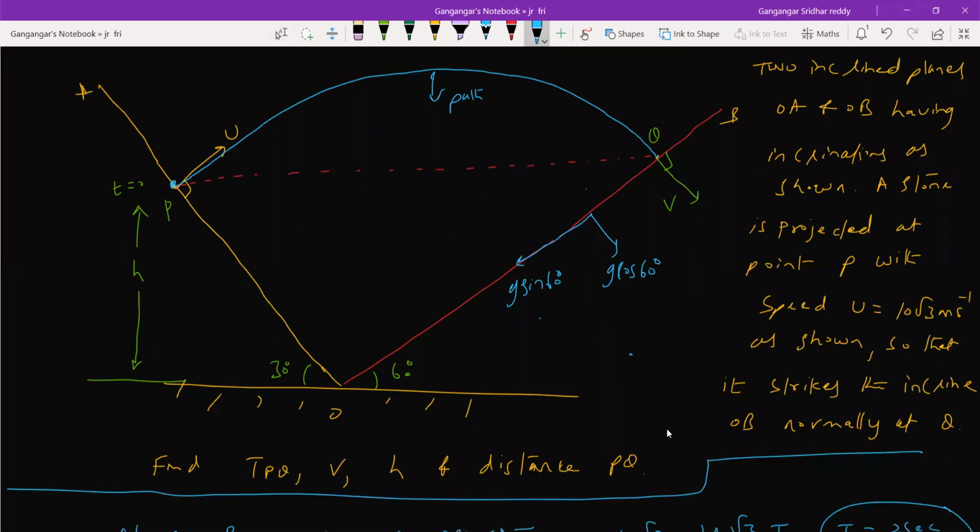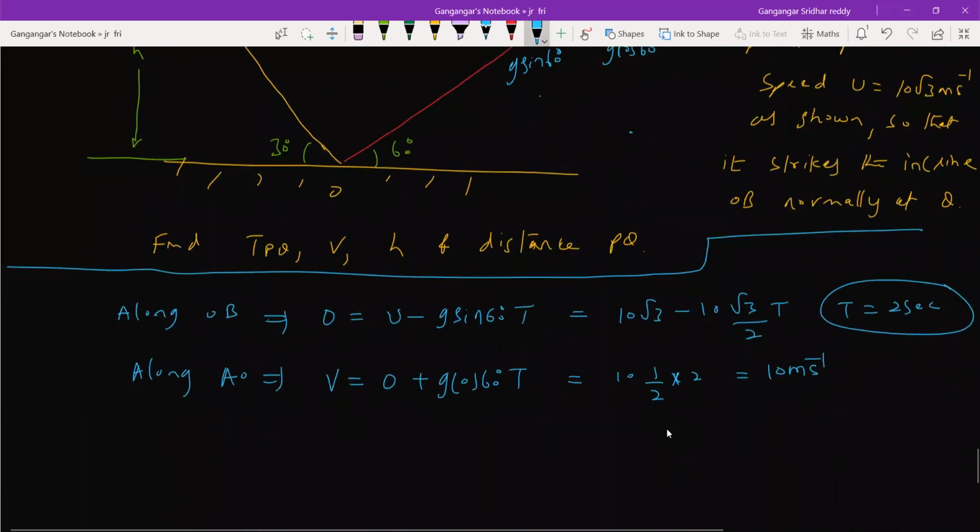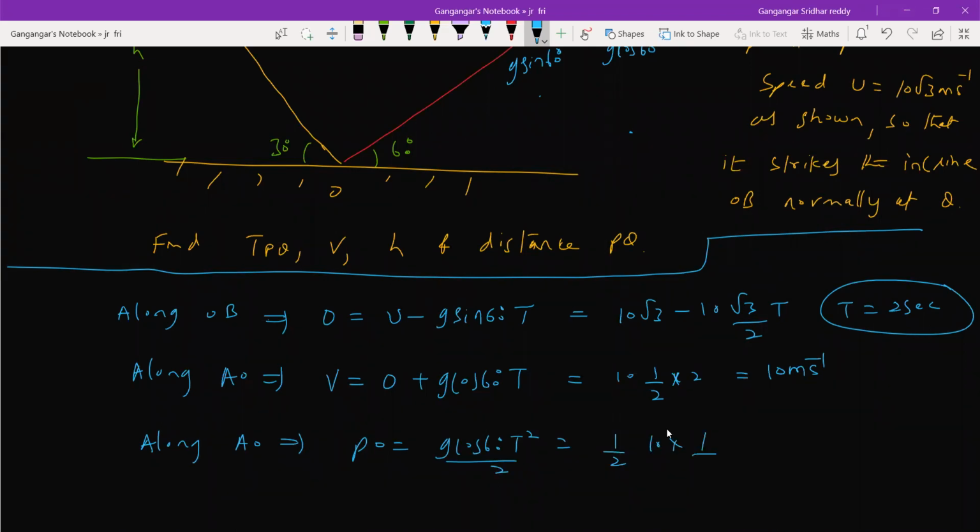Along PO is going to be accelerated motion. So any equation for PO? PO should be equal to g cos 60 degrees t square by 2, which is half a t square formula. And what is the initial velocity along PO? It will be 0. Just applying equations of motion, nothing more. So along AO, PO is equal to g cos 60 degree t square by 2, which is 1 by 2, 10, 1 by 2, 2 square, so 10 meter.